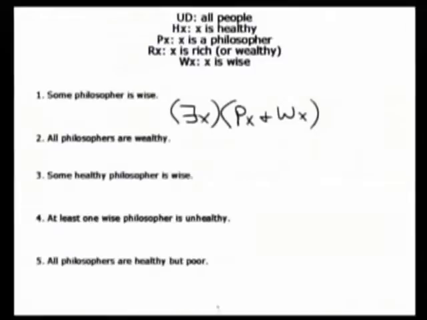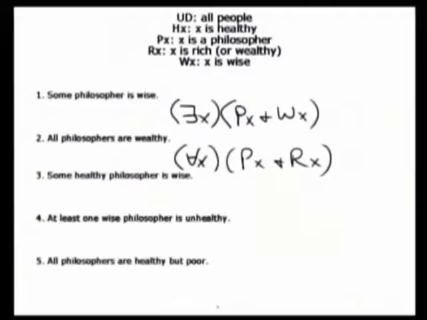Peter, do you have a suggestion about number 2? There exists, or all. Okay, PX and RX. It says all people are philosophers and rich, because the universe of discourse is all people, right? Right. So all ranges over them.